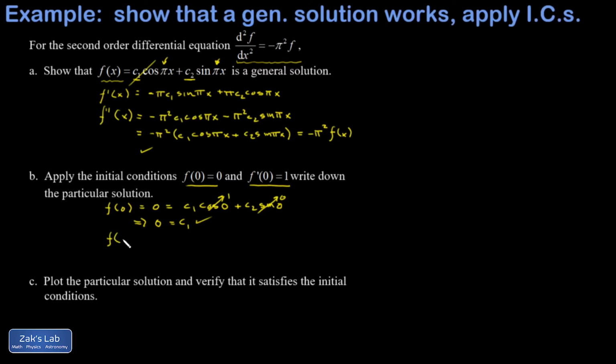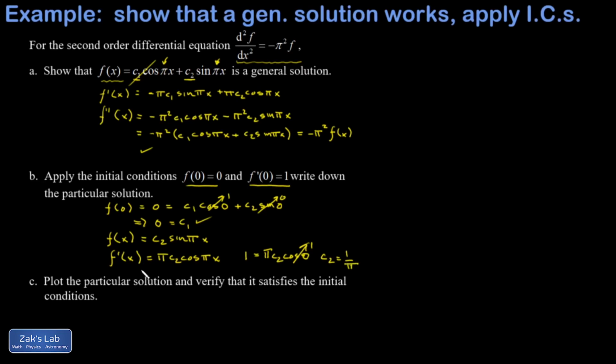I'm going to take advantage of that and write down that f of x is now c2 sine pi x. And then I'll apply the second initial condition. F prime of x is going to be pi c2 cosine pi x. And I know that f prime of 0 is equal to 1. So 1 is equal to this thing evaluated at x equals 0. So that's pi c2 cosine of 0, which is 1. And I end up with c2 equals 1 over pi.